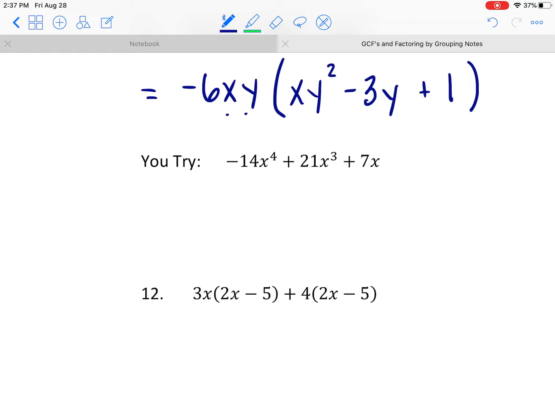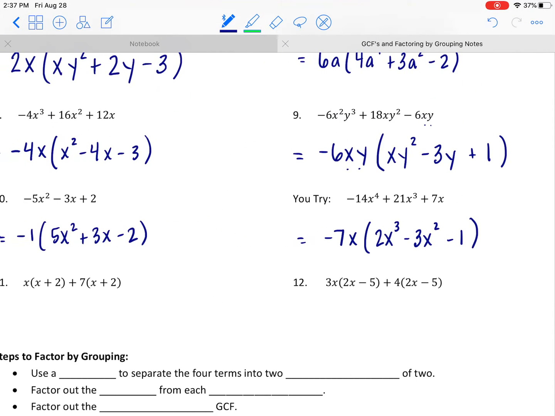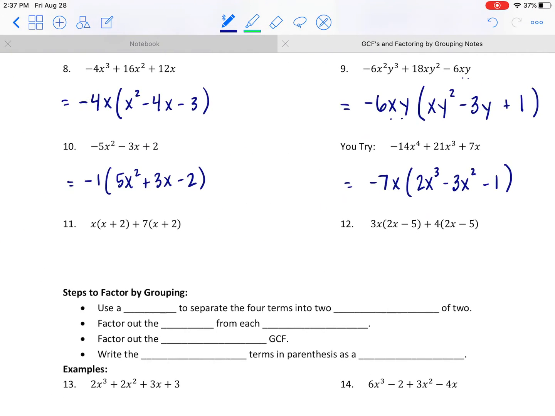So 14, 21, and 7 have a 7 in common, and because that 14 is negative, I'm going to factor out a negative 7. It looks like all 3 terms have at least 1x. So negative 14 divided by negative 7 is going to give me a positive 2 with 3 x's left. 21 divided by negative 7 is negative 3 with 2 x's left. And then 7 divided by negative 7 is going to be a negative 1. And again, I have to put that 1 there to hold the place of that term since no x's are left there. Okay? All right, so hopefully we're feeling pretty good.